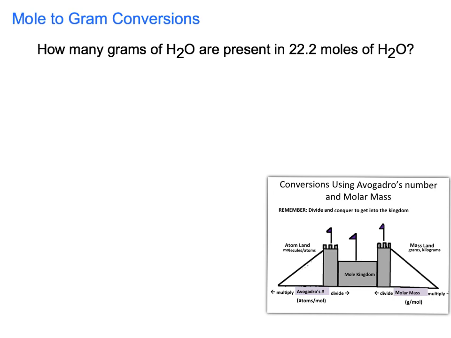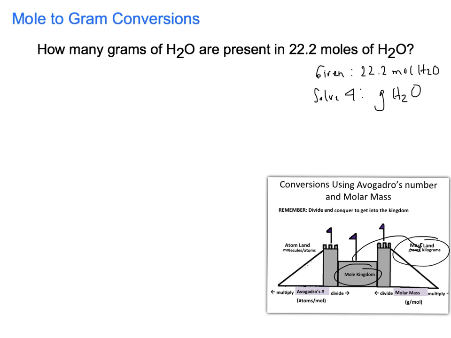Now that we've learned how to get into the kingdom from mass land, let's go ahead and look at how to get out of the kingdom and into mass land. So what we have here is a mole to gram conversion problem. Here we're asked how many grams of H2O are present in 22.2 moles of H2O. So what I was given was 22.2 moles of H2O. Okay, and what I'm solving for is grams of H2O. So basically we're doing the reverse of the problem we saw earlier. So we're going from the mole kingdom into mass land.